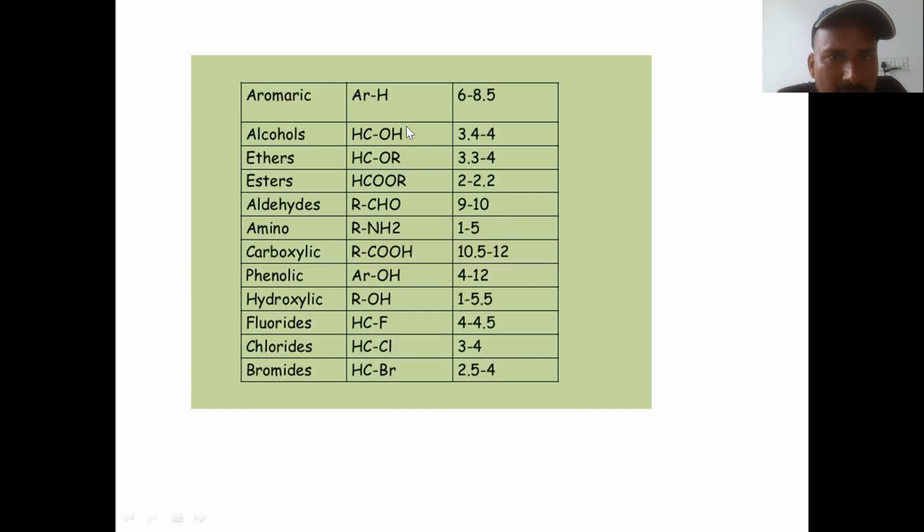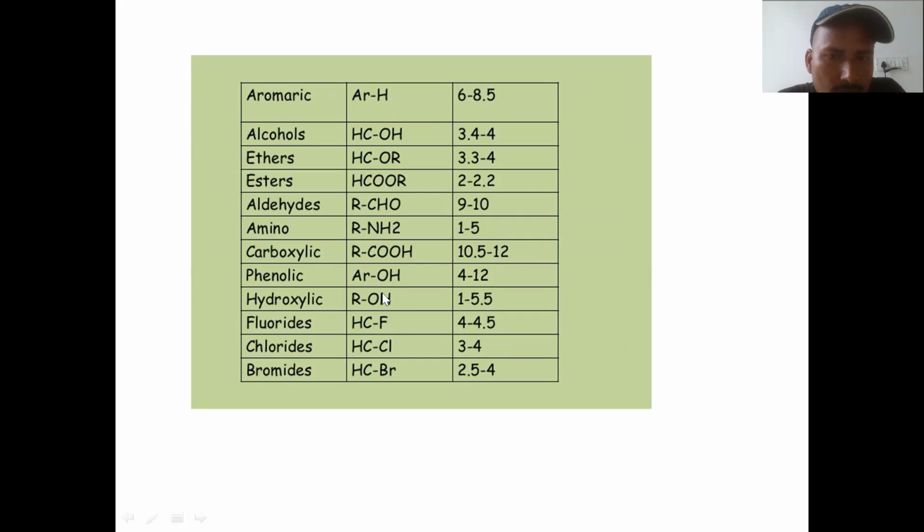Similarly, aromatic compounds appear at 6.6 to 8.5 ppm. Alcohols appear at 3.5 to 4. This CHOR appears at 3.3 to 4. Esters appear at 2.2. Aldehydes appear at 9 to 10. RNH2 appears at 1.5. RCOOH appears at 10.5 to 12 ppm.